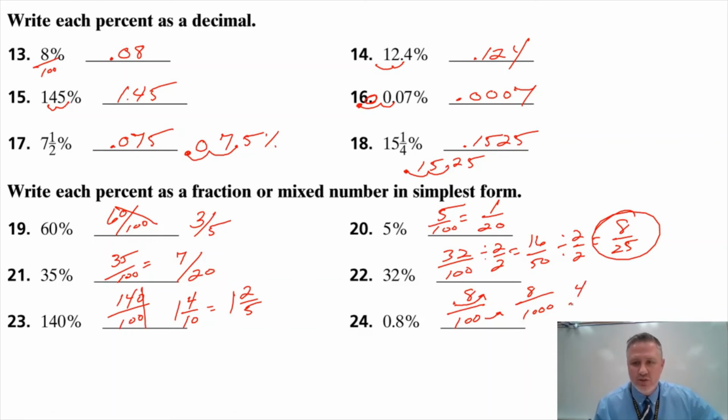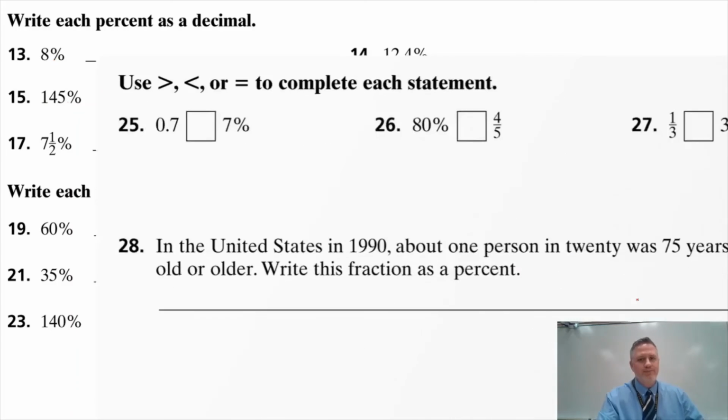Now, divide that by 2 over 2, 4 over 500. Divide that by 2 over 2 again, 2 over 250. And finally, the last time, divided by 2 over 2 is 1 over 125. All right, little tricky for that one.